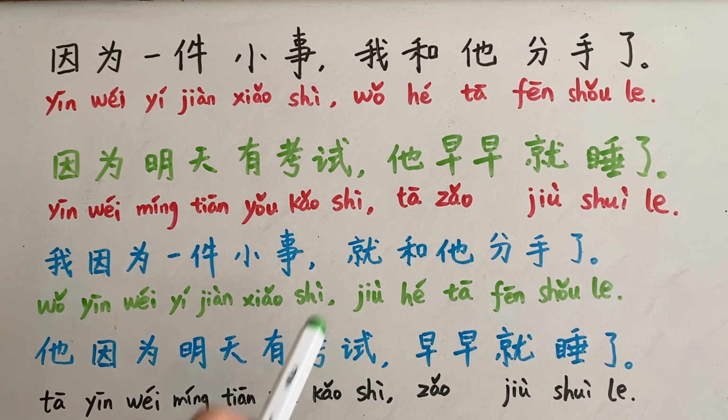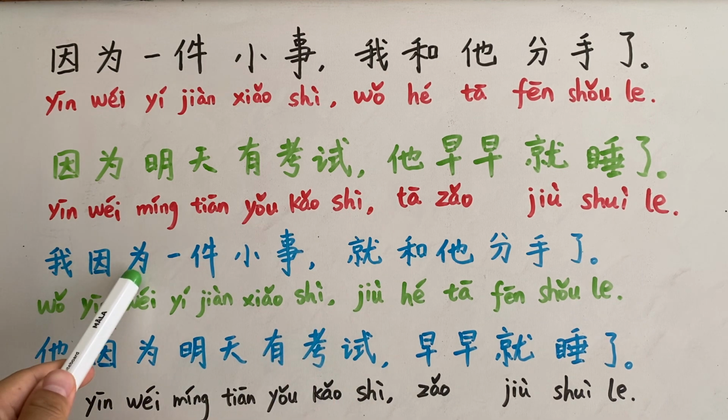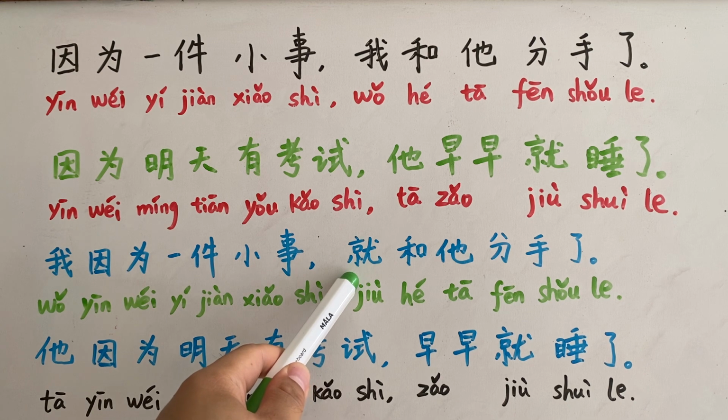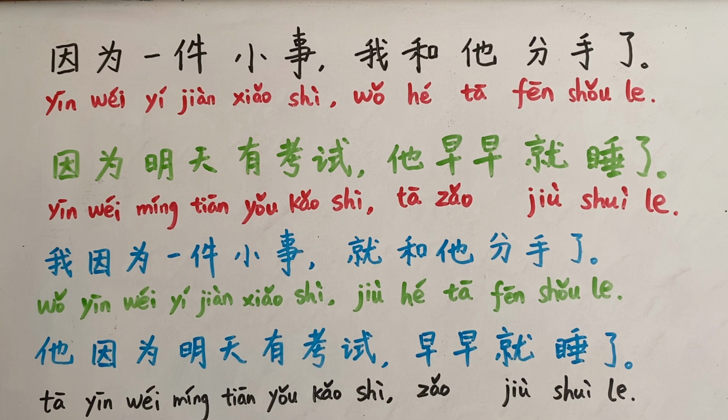But if you don't use this word, if you say 我因为一件小事和他分手了, it sounds a little different from the sentence with this 就. The difference probably lies in this: if you add this 就 in a sentence, it probably implies that you blame yourself for breaking up with him, because it's only one little thing.